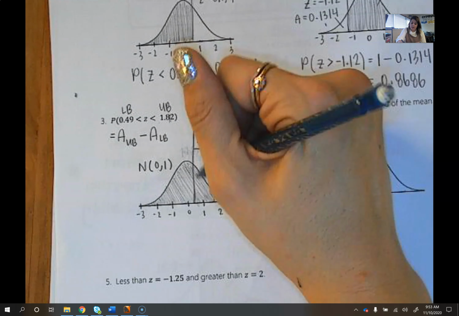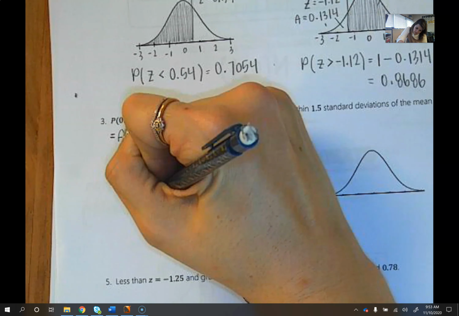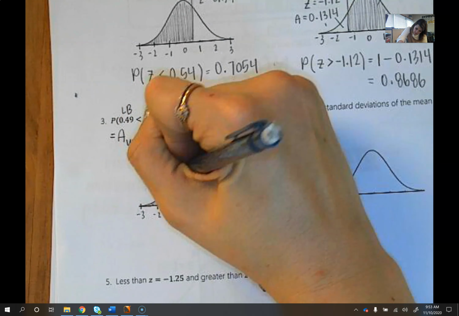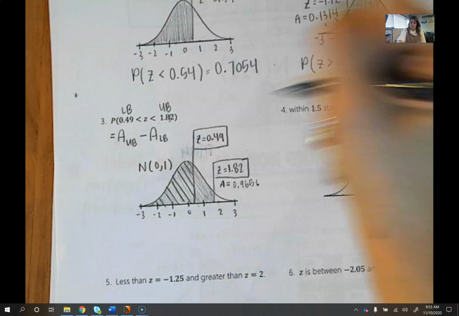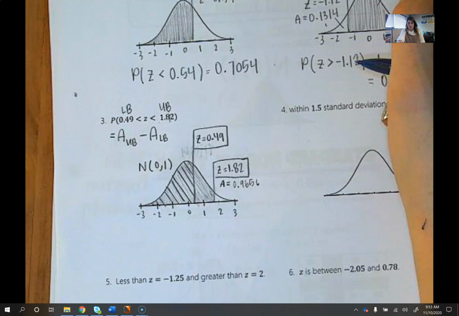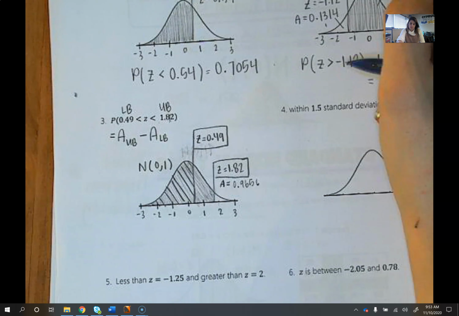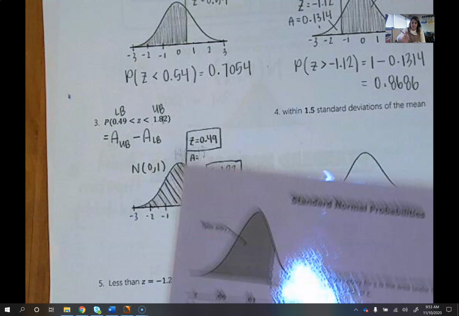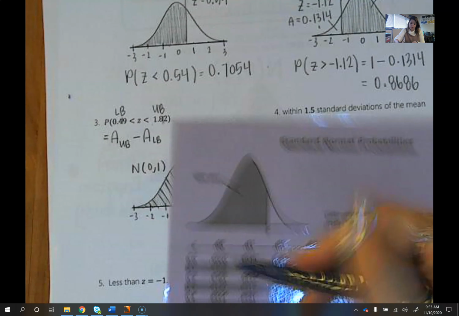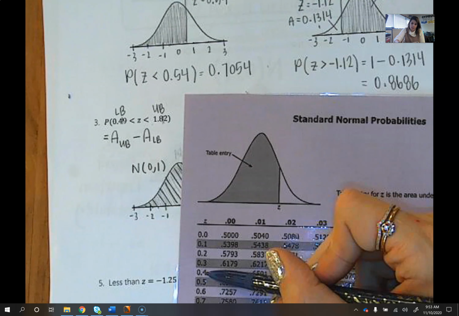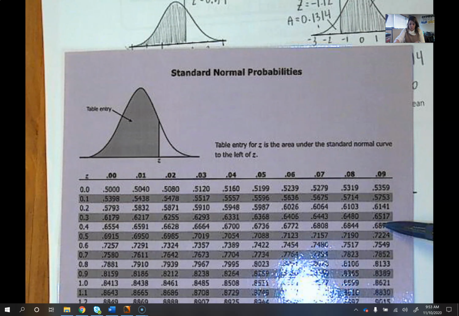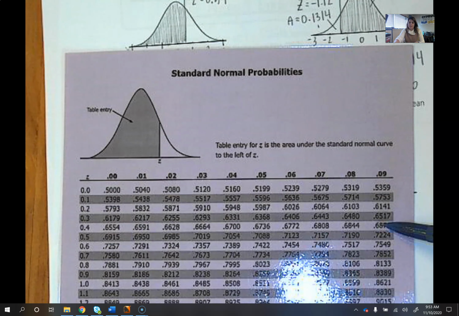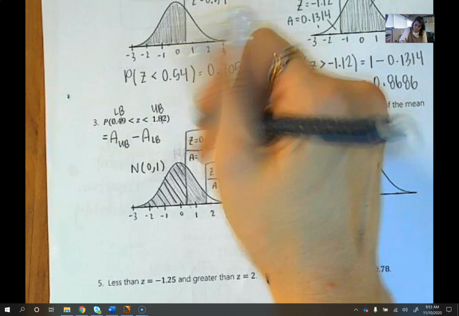Now to get the area that we want, we're going to have to take off this area to the left of our lower bound. So the area to the left of 0.49, so on this one, we go down to 0.4, and then all the way to the end of our table. So I'm getting 0.6879.